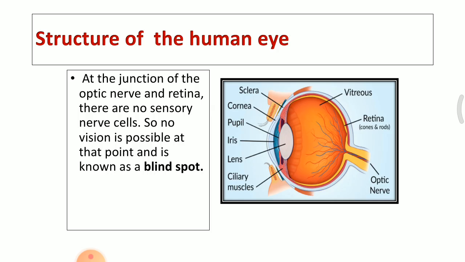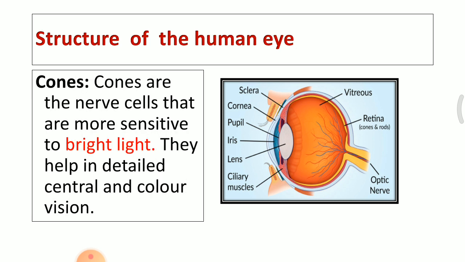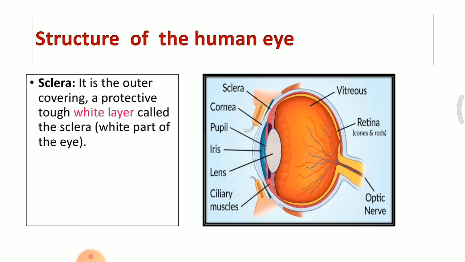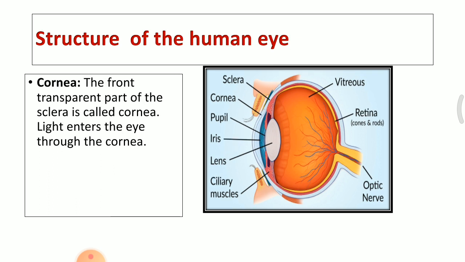Dear students, I hope you understood the function of the parts. The first part is the sclera. It is the outer covering and protective tough layer. It is white in color. So the white part of the eye is called the sclera. The second part, the cornea, is the front transparent part of the sclera. The light enters through the cornea. So the first light refraction takes place in the cornea.